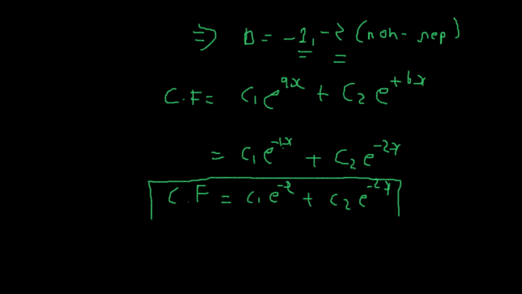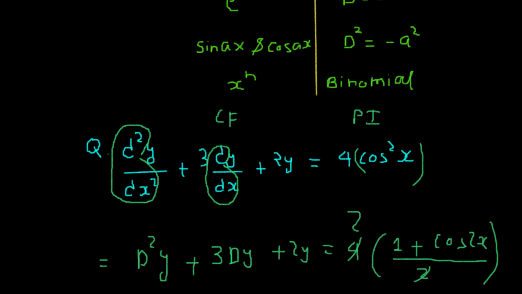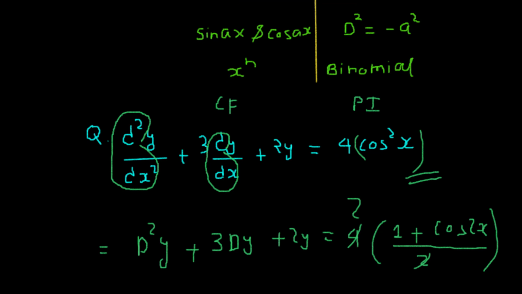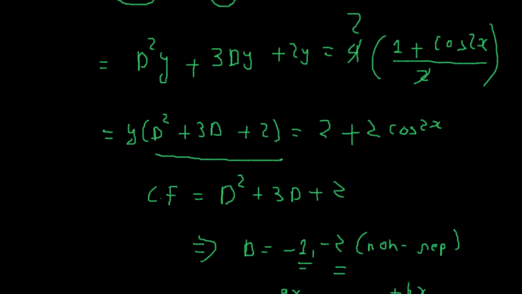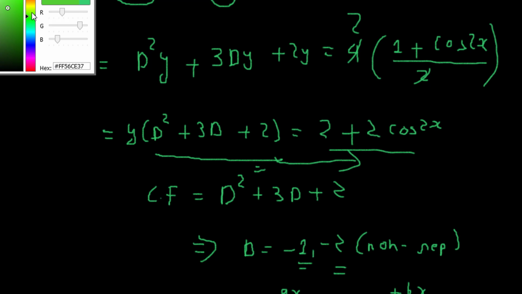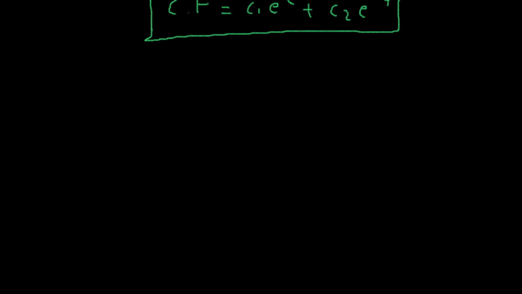Now we're going to see how to find the main one, the PI term. Let's see how we're going to find this PI term. Basically, for finding PI, what we have to do is take this equation and put it in the denominator. So on doing so, I'm just taking that in the denominator, so it will be 1 upon d square plus 3d plus 2.